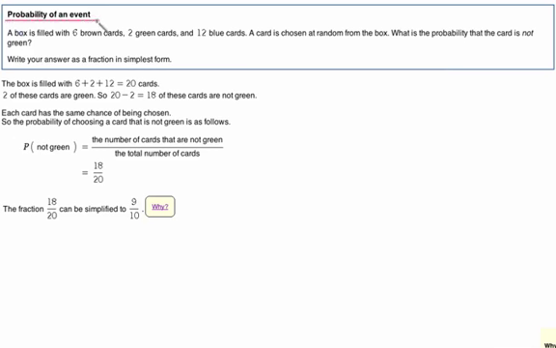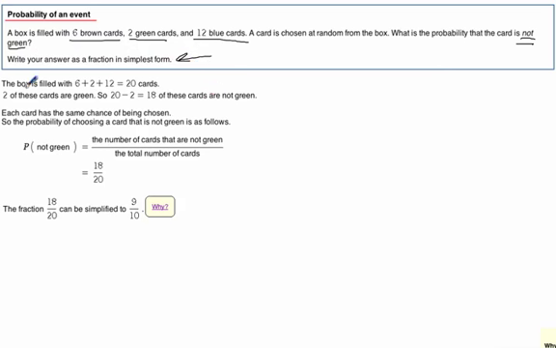Here we'll look at probability of an event. If we look closely at a problem, as always, we've got a box filled with 6 brown cards, 2 green cards, and 12 blue cards. So we're going to choose a card at random from this box. What's the probability that it is not green? And of course our answer is going to be a fraction, always in simplest form.